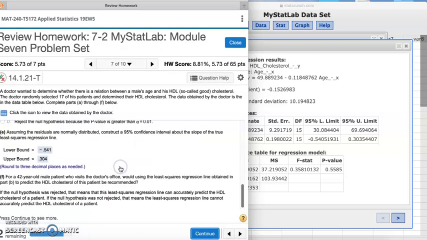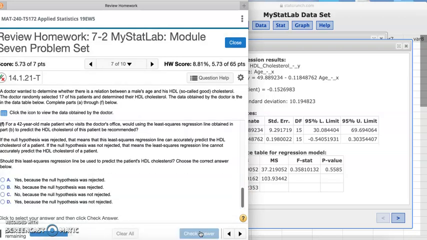Nice work. All right, for a 42-year-old male patient who visits the doctor's office, would using the least squares regression line obtained in Part B to predict the HDL cholesterol of this patient be recommended? It says here, if the null hypothesis was rejected, that means that this least squares regression line can accurately predict HDL cholesterol of the patient. If the null hypothesis was not rejected, that means the least squares regression line cannot accurately predict the HDL cholesterol of a patient. So let's click continue.